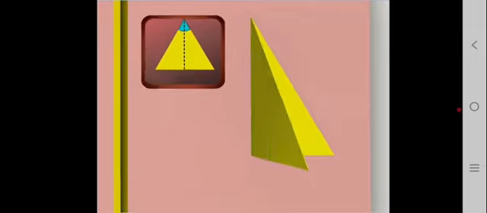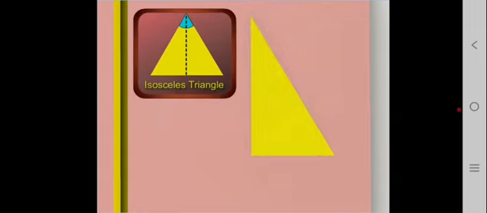Similarly, if you fold an isosceles triangle along the bisector of the included angle between the equal sides, you will notice that the two halves of the triangle overlap each other exactly. Thus, an isosceles triangle has only one line of symmetry.